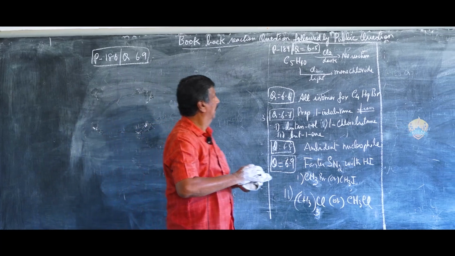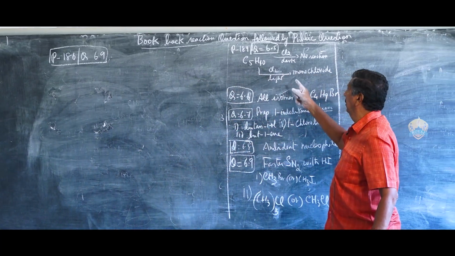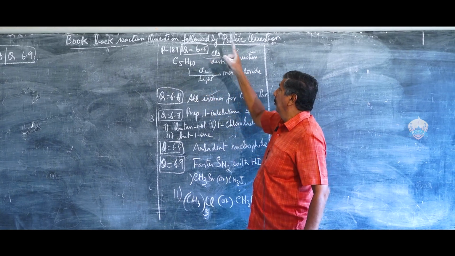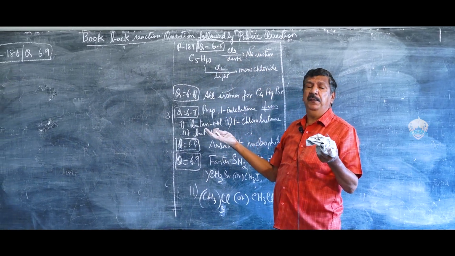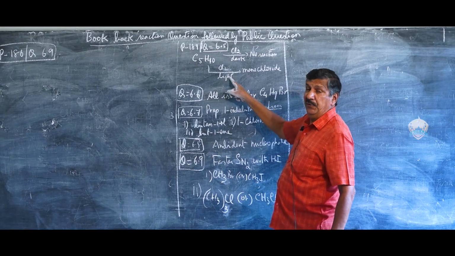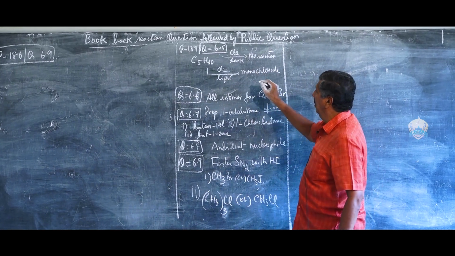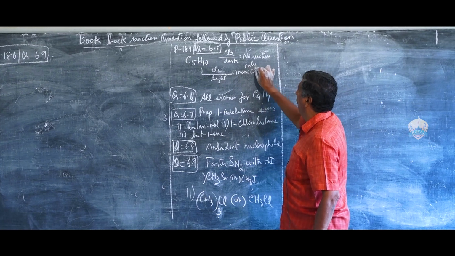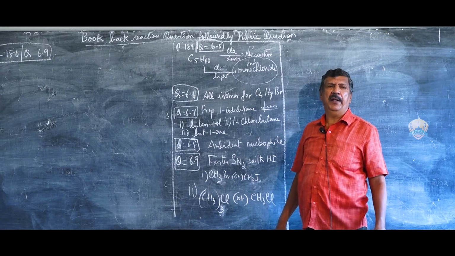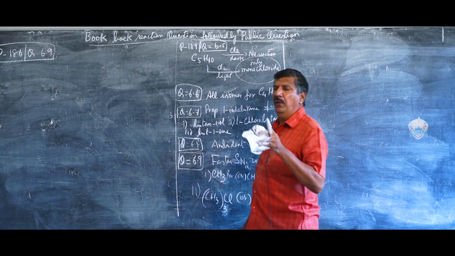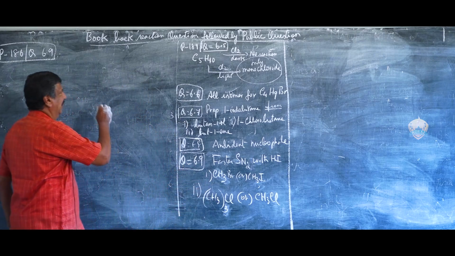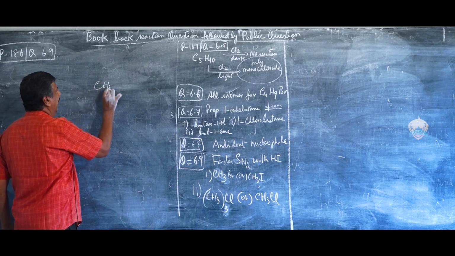Next one, you see this question. There is no reaction with chlorine in the presence of darkness, but when you use light, we are getting only one monochloride. If they say only one monochloride, I cannot write it like this.